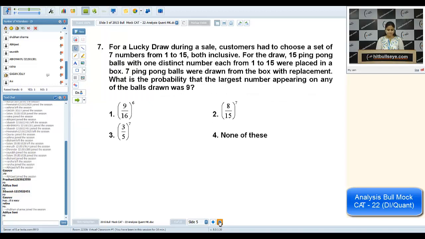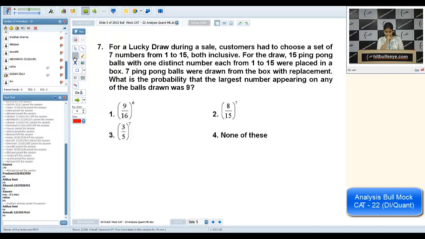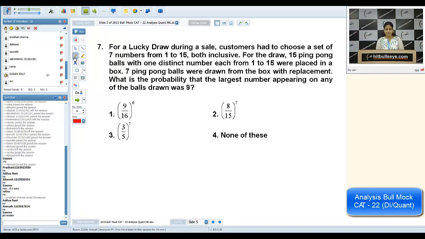Question number 7. A good question based on probability. Any problem in this question? Yes, Gaurav, I will. Please write the question number. Whenever you are writing explain, please write the question number as well. So let us start the 7th question.